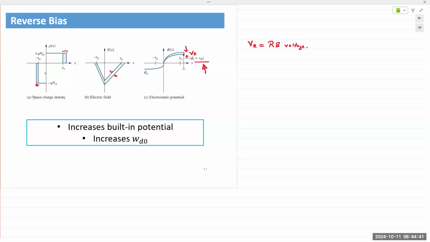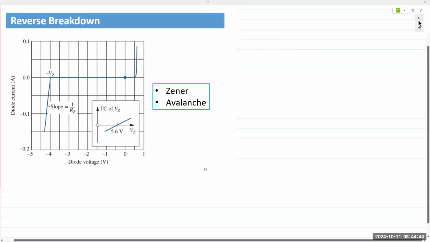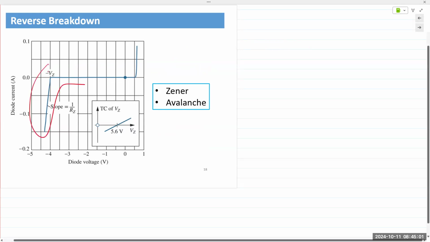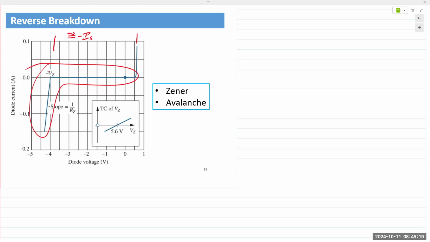Okay. However, that doesn't take place indefinitely. At one point, a breakdown of the junction occurs and a huge amount of carriers now cross over. They're now crossing over in the reverse direction, which is indicated right here. So for a long time, the current is approximately equal to simply IS or negative IS, as close to zero as possible. The saturation current is in the order of like picoamps and femtoamps, very, very small.